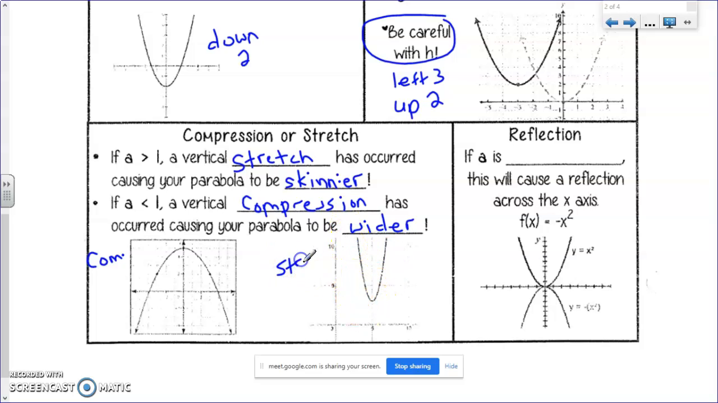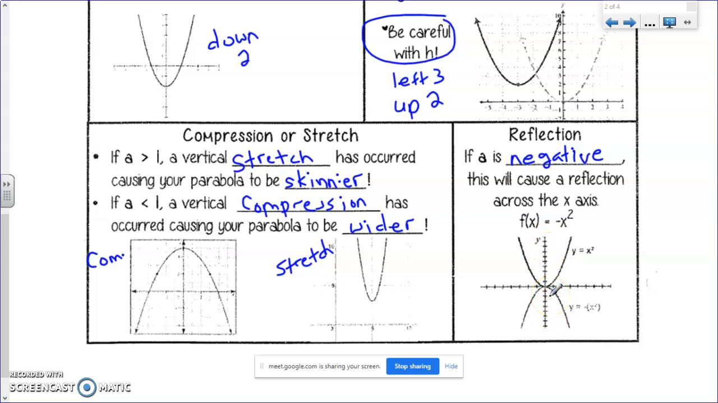And you practiced that last night in your Delta Math. You noticed when the a was less than 1, it was a fatter parabola. When it was skinny, it was tall, and it was greater than 1. Okay? If a is negative, that will cause a reflection across the x-axis.